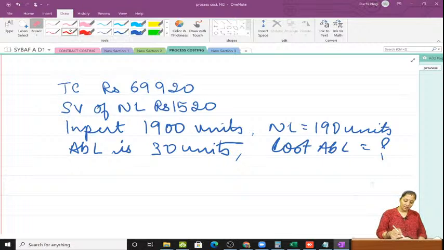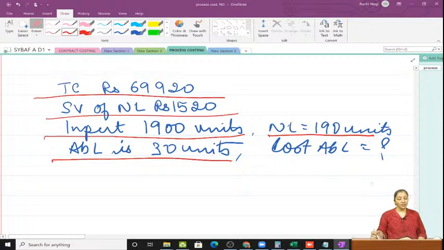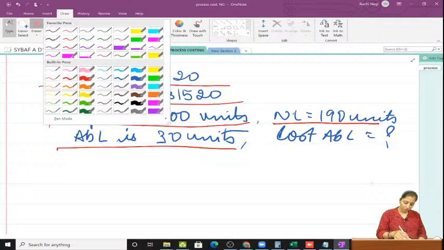Okay, this is your total cost. This is the scrap value of your normal loss. This is the input quantity. This is normal loss in units. This is abnormal loss, 30 units. Same information is there in our sums also. So whenever such a sum comes, as we did 2-3 sums like this a little while ago, what will you do? You are going to prepare a rough process account, obviously.